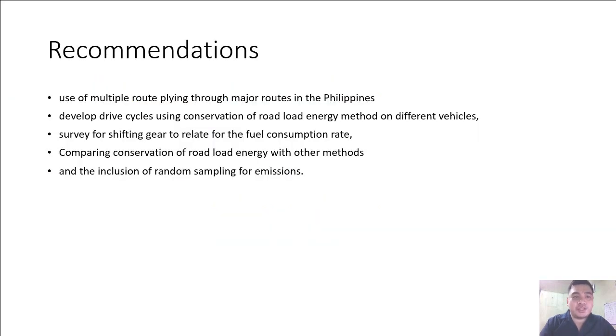For the recommendations: use multiple routes plying through major routes in the Philippines, develop drive cycles using the conservation of road load energy method on different vehicles, survey for shifting gears, compare conservation of road load with other methods, and include random sampling for emissions. So that's it for my presentation.